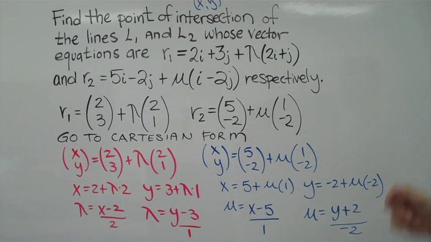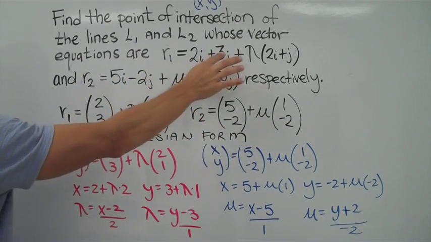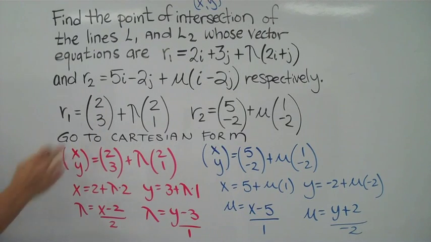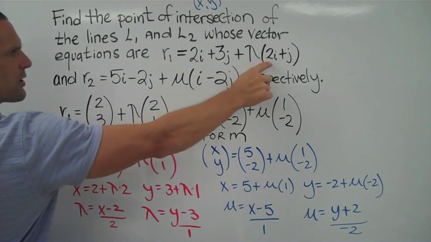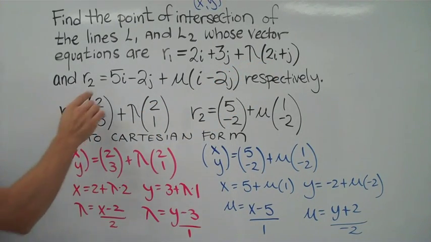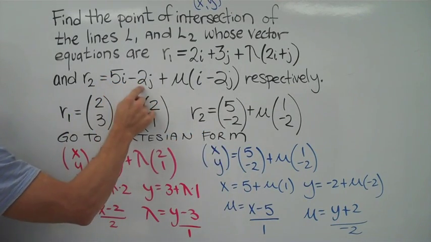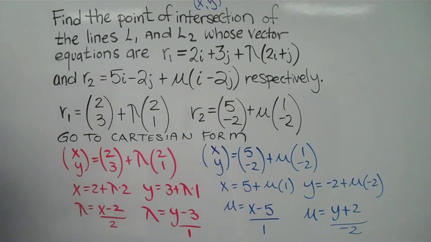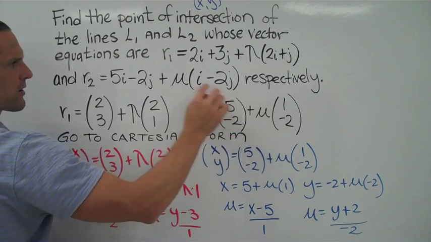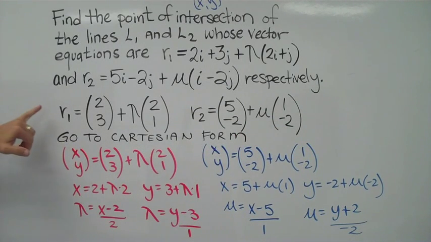Well, the first thing I want to do is convert r to a form I'm more comfortable with. 2i plus 3j is written like this, 2 over 3. I know that's the x component, and that's the y component of my vector. Plus lambda times 2i plus j is 2 over 1. I'm more comfortable with this, so that's what I go with. Also, r2 is 5 over negative 2, the x component and y component of your first point, plus your directional vector is 1 in the x direction and negative 2 in the y direction. Well, here are our vector equations.